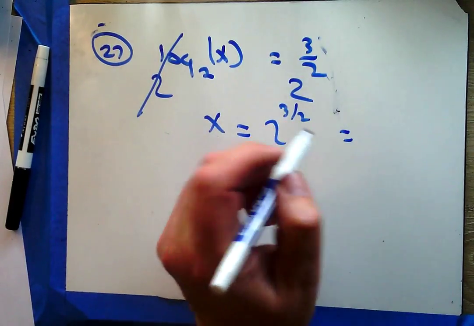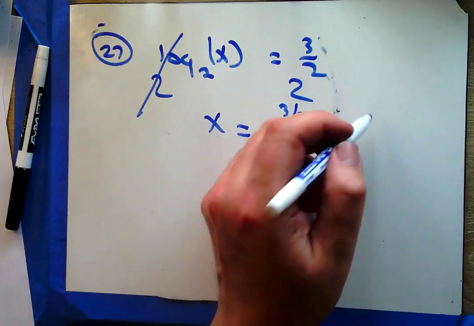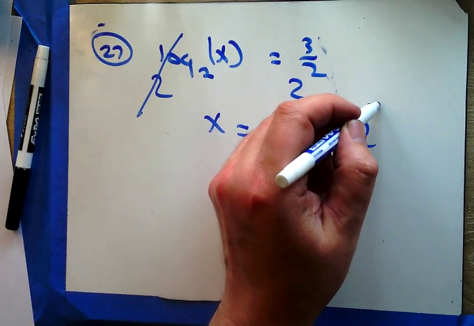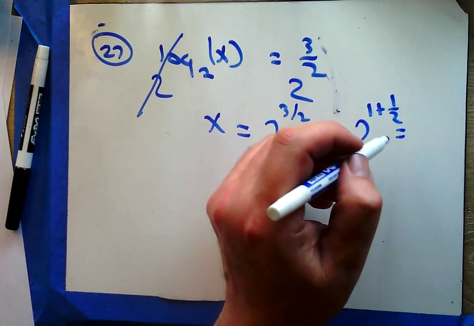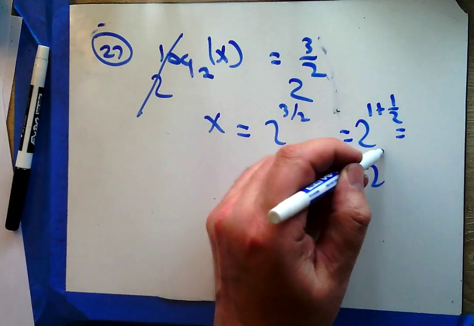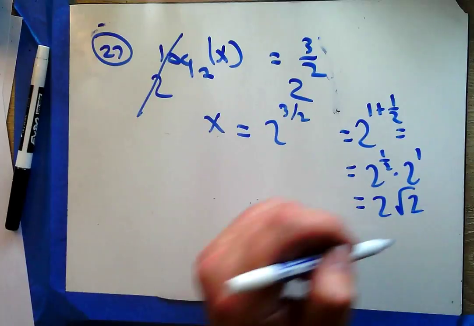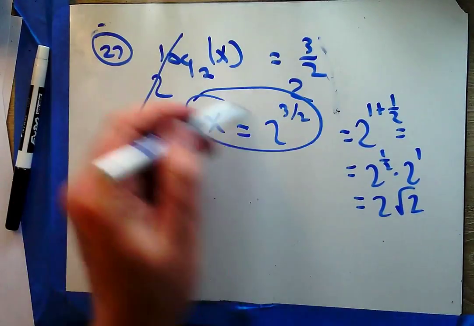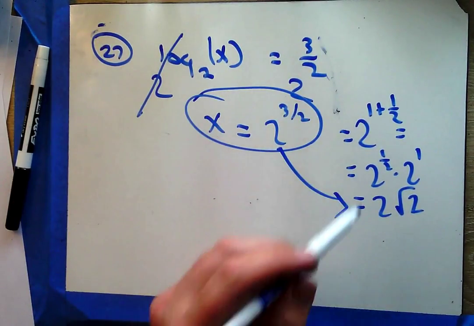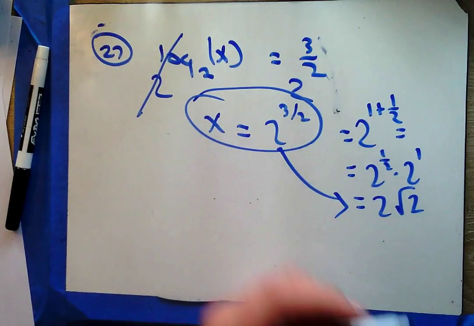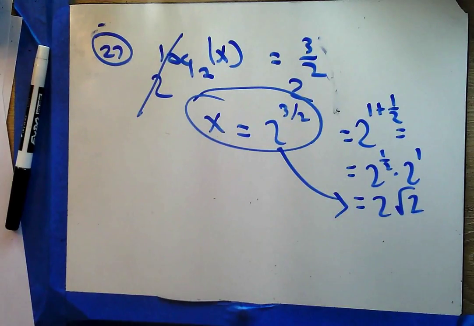Yeah, well, I wouldn't do anything with it, but I do know that's 2 to the 1 plus 1/2. And so that's going to be 2 to the 1/2 times 2 to the 1, or 2 square root of 2. So this is the same as that. And I don't think you need to worry about that, but I did think you should see that at this moment, okay? All right, that's 27.